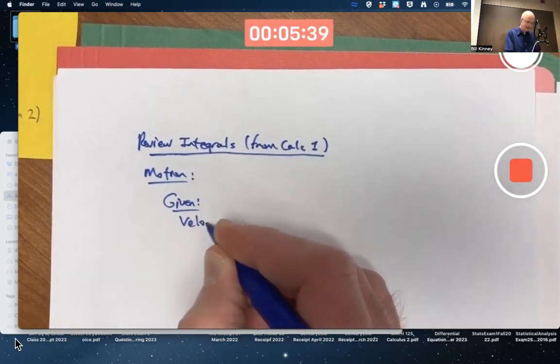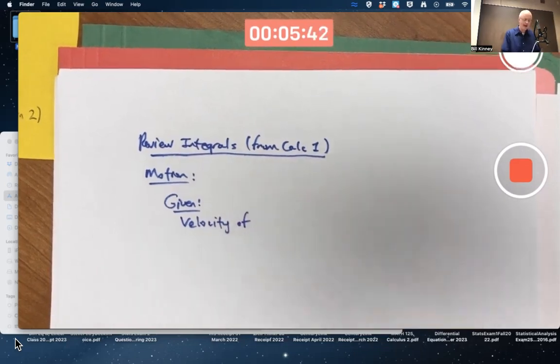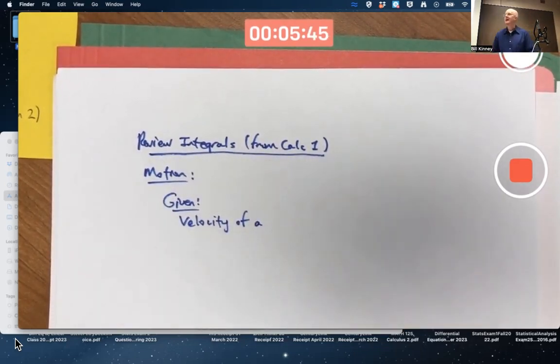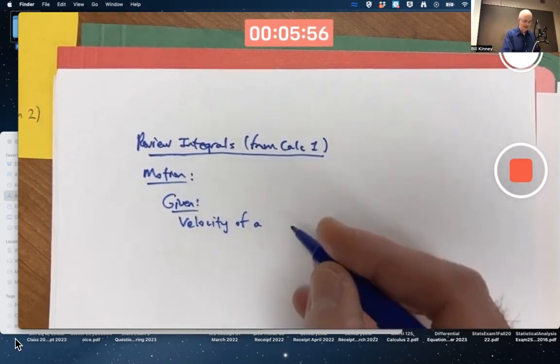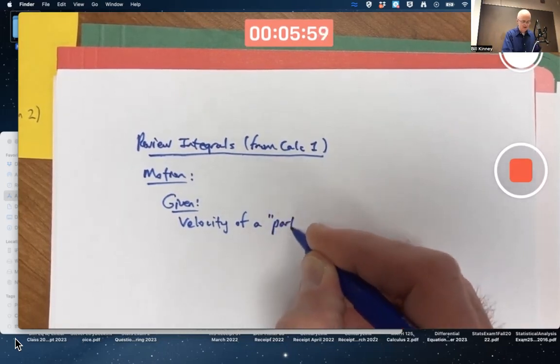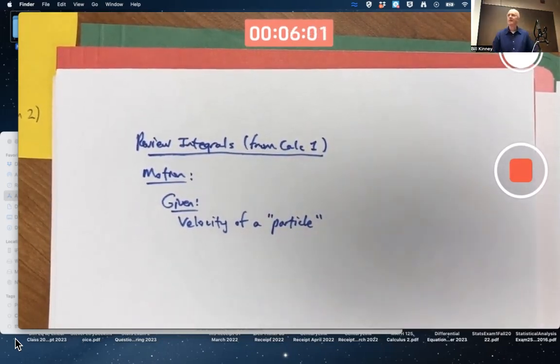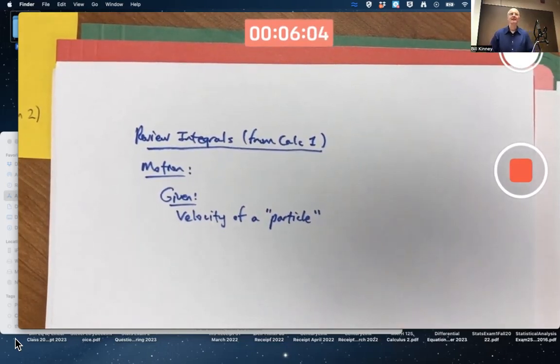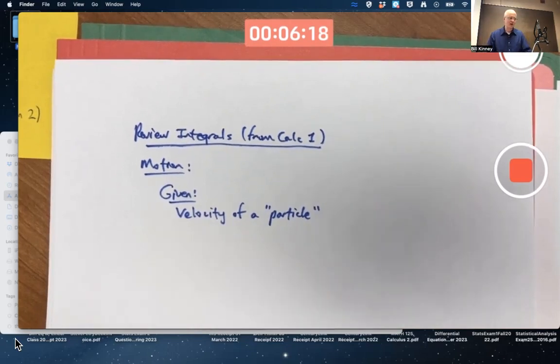The velocity of an object, like a car, or a bug, or a ball, or more generally, what people typically call it is a particle. Velocity of a quote-unquote particle, though that has connotations from chemistry, like, okay, is this an atom? Is it an electron? Well, it could be, though mostly I will be thinking about people walking or cars moving or balls going up and down in the air. But I can still call it a particle.